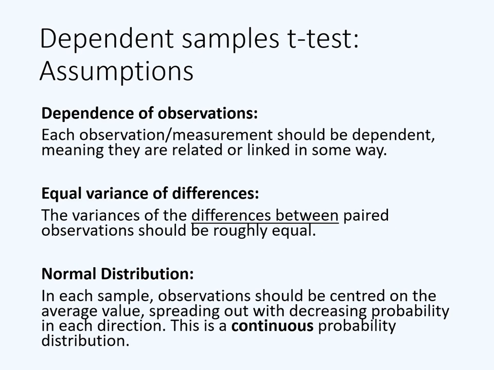When we look at the assumptions of the dependent samples t-test compared to other types of t-test, notice that this assumes dependence of observations. This means that each observation or measurement should be related, linked or matched in some way. Also, because we're interested in the difference between each sample, the dependent samples t-test assumes equal variance of the differences between paired observations.